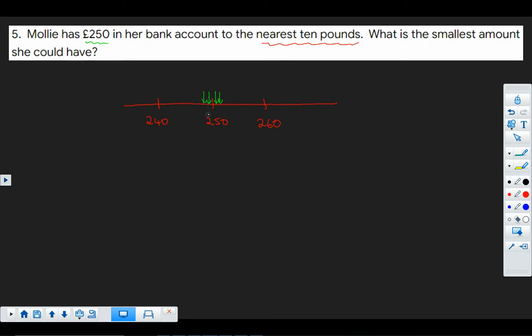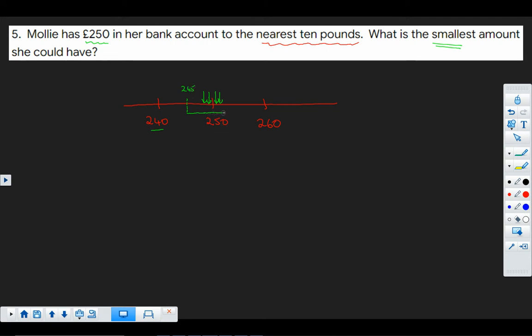Well, what we're asked is what is the smallest amount she could have? So that's really a question of how far do we have to go along this number line before we stop being nearest 250 and we end up instead being nearest to 240? Well, that's clearly halfway along, isn't it? So halfway along is 245.